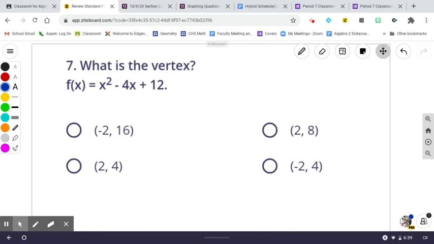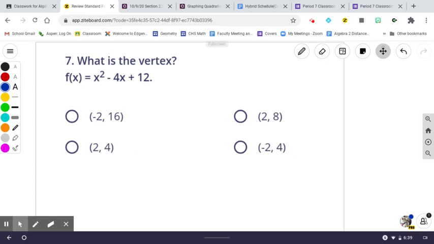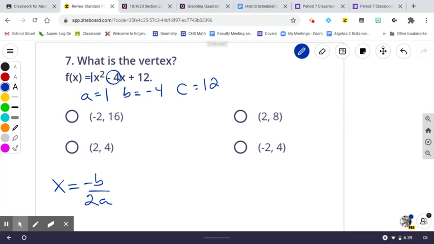Here's number 7. What is the vertex? So let me zoom out a little bit. We're going to find the vertex from start to finish. To find the x-coordinate of the vertex, we do negative b over 2a, which is also the axis of symmetry. It's the same number. So let's identify a, b, and c. A is 1, b is negative 4, and c is 12, which we don't quite need right here because it didn't ask for it. But if it asked for the y-intercept, it would be 12.